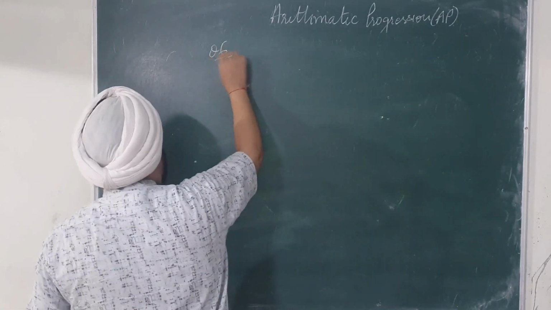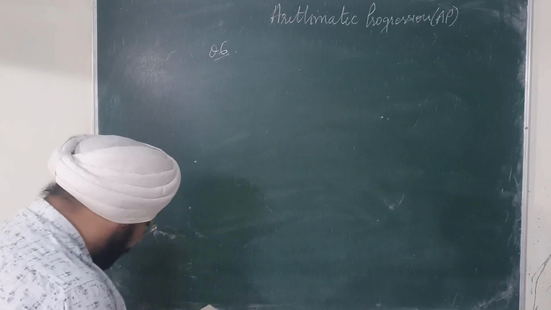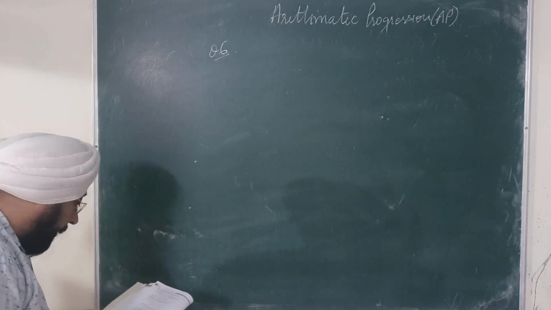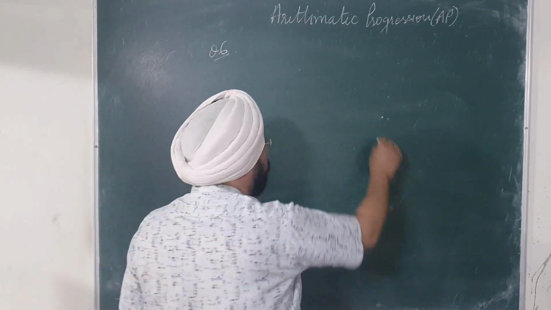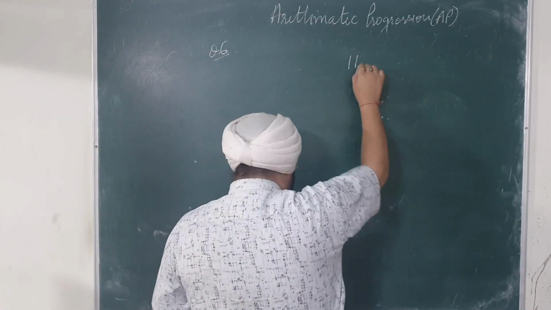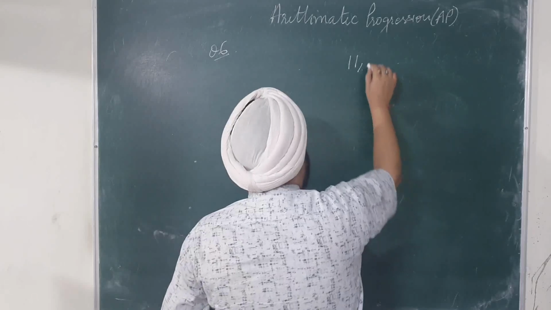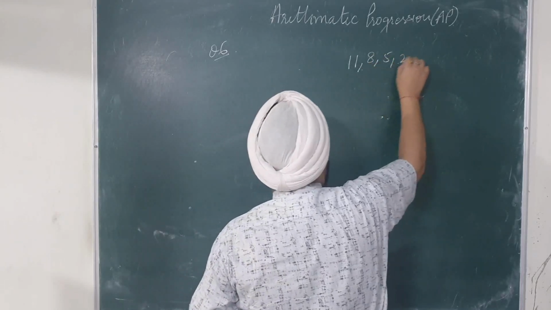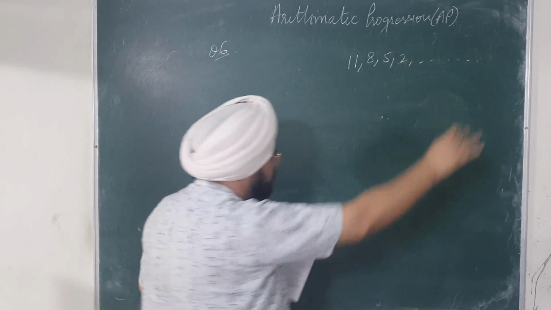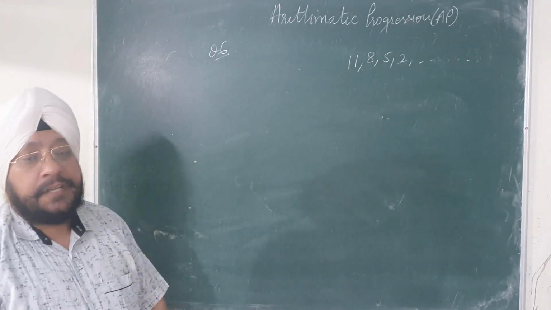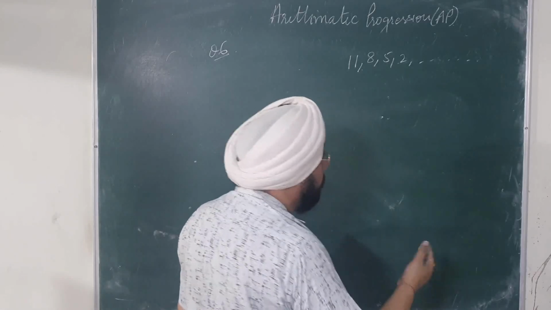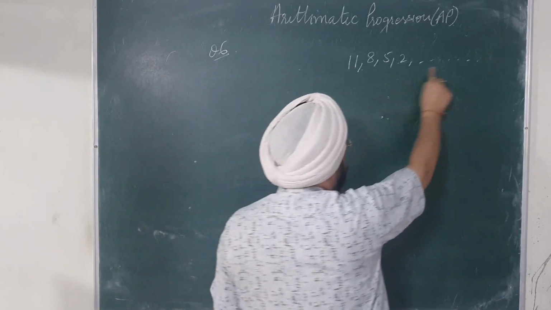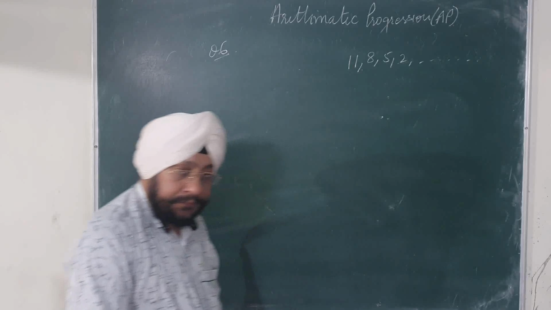Now see what is question number 6. Is minus 150 a term of the given AP? This AP is given to you: 11, and then we have 8, 5 and 2. So this is the AP. The question is whether minus 150 is a particular term which will exist in this AP or not.